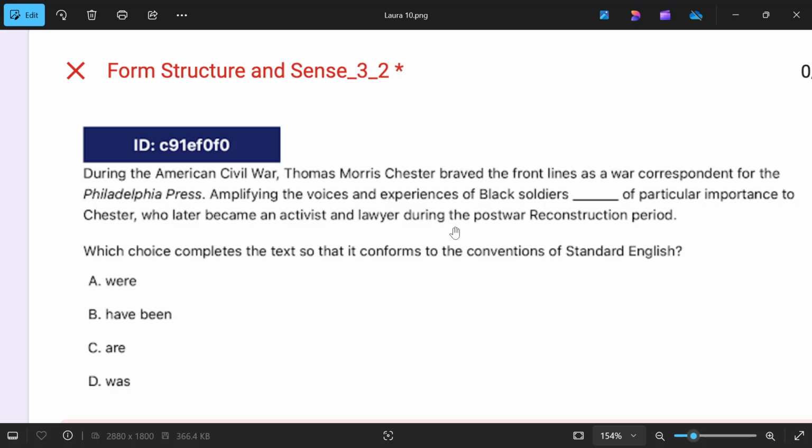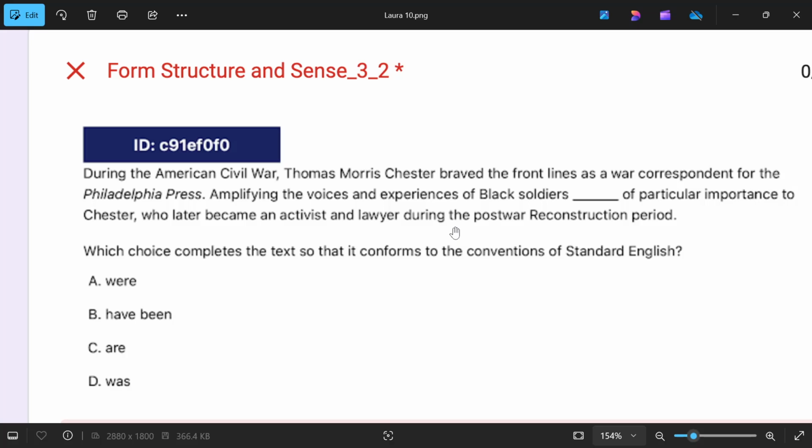Amplifying is singular. A is plural, B is plural, C is plural, and it's the wrong tense because it's present tense. B is present perfect tense. That can't be right because of tense. It started sometime in the past and it's continuing now. And then A, were, that's past tense, but it's plural. So A, B, and C are all wrong, number one, because they're plural, and B and C because they're some form of present tense. D is singular past tense, was.